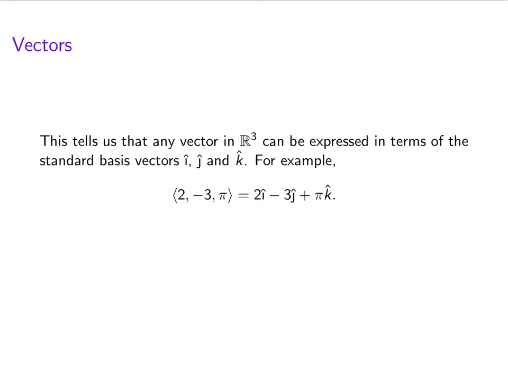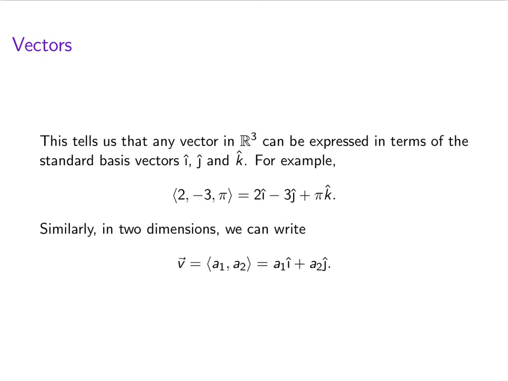So from now on, I think you should just be used to going back and forth between these 2 notations, and we'll use them together freely. So in 2 dimensions, we'll write that v, which is equal to (a1, a2), we'll write that as a1 i plus a2 j. Okay, that's all for now.